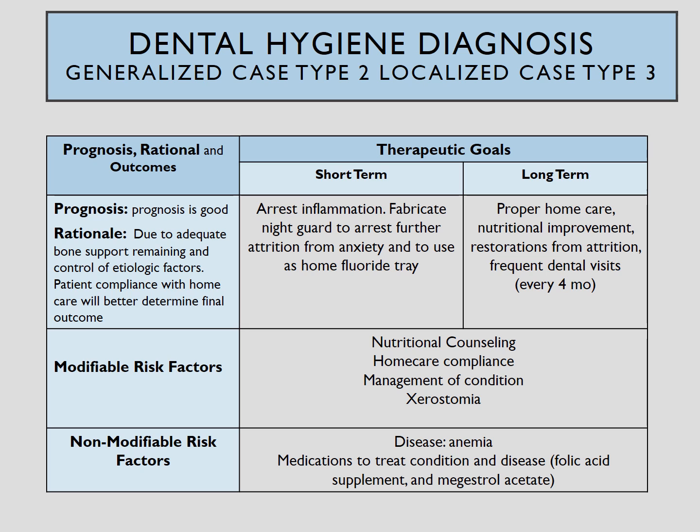The modifiable risk factors that present in Brenda's case are nutritional counseling, home care compliance, management of her condition, and xerostomia. Non-modifiable risk factors are her disease, which is anemia, the medications to treat both her condition and the disease, which are the folic acid supplement and megestrol acetate.